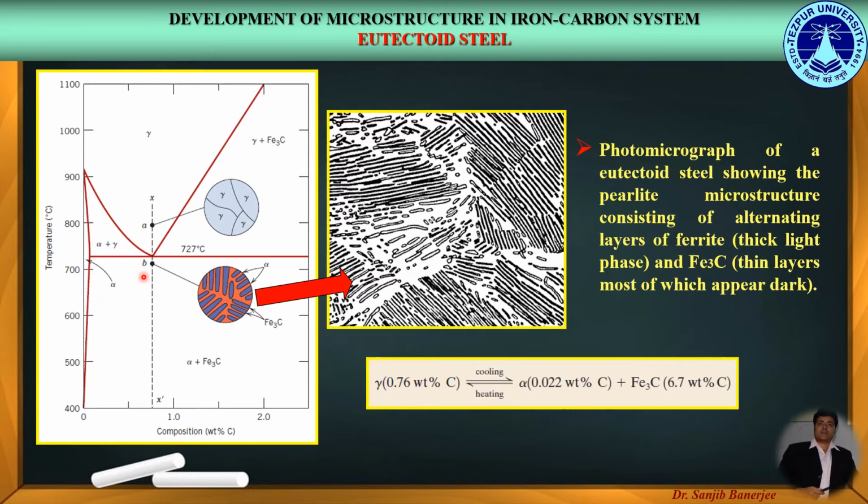Furthermore, after point B, subsequent cooling of the pearlite will produce relatively insignificant microstructural changes. So, this explains the development of microstructure in case of eutectoid steel while cooling from the uniform austenitic phase.